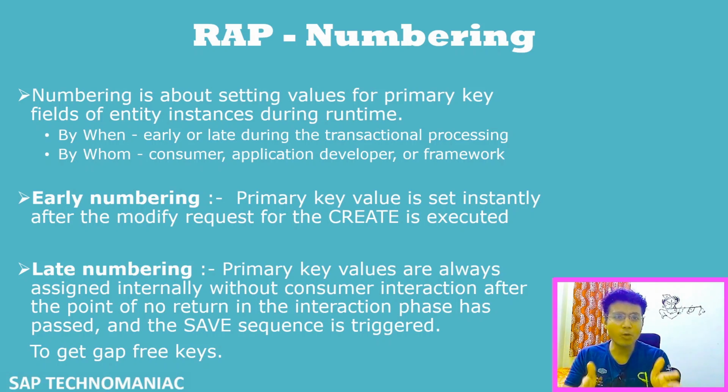Because we don't want gaps between the numbers. In the early numbering scenario, it might be possible that we will have some gaps between numbers. Say 5001 exists, somebody created 5002 and somebody created 5003, and he doesn't need 5002 in between, so he has deleted it.